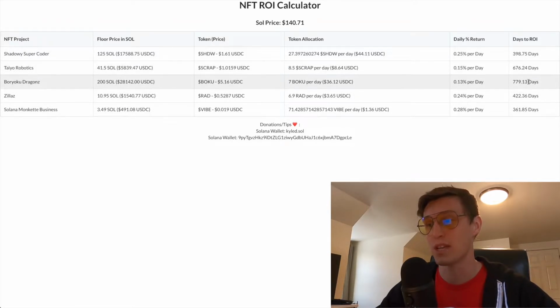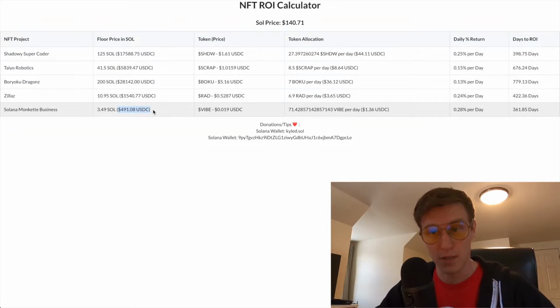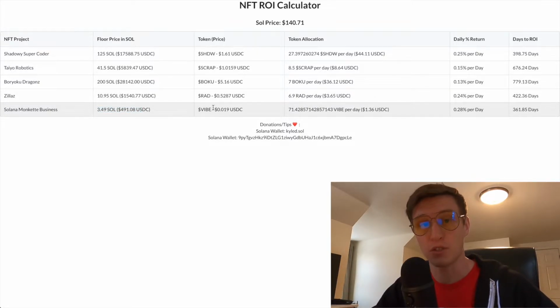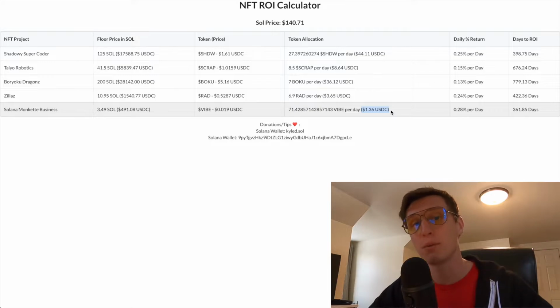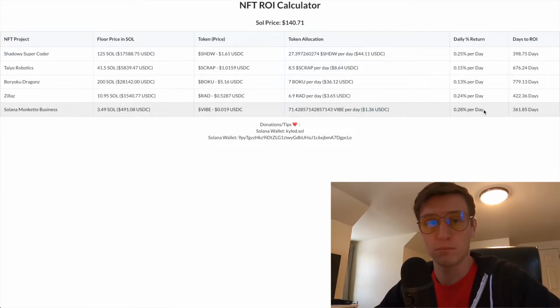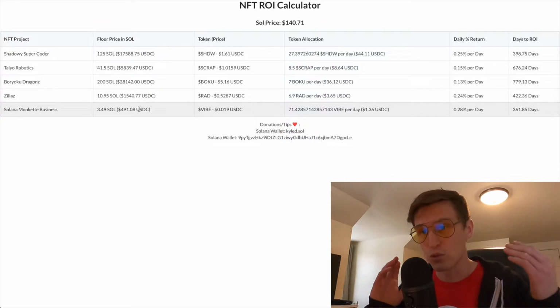you can see that the lowest time to recoup investment would be Solana Monkey Business, which also is the cheapest one to buy. You would only have to spend $491 to get one of these at 3.49 SOL. You get 500 Vibe per week, which is 71.4 per day. So you would get $1.36 USDC in Vibe per day per Monkey that you hold. You're getting 0.28% per day, and it would take you 361 days, just under a year, to recoup that $491. So I thought this was really cool.